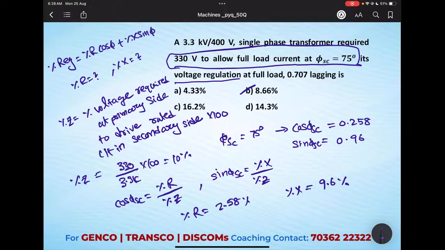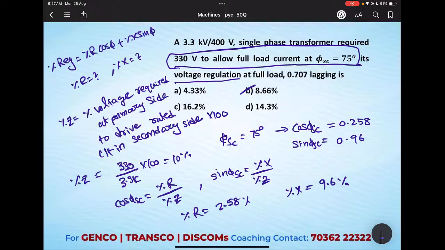Actually, this type of question will come a little rare, but if you have strong basics of your subject, you can solve it very easily. So how we solve this question is, we break down the question into two parts. It is a combination of short circuit test plus voltage regulation calculation. The common relation between these two concepts is percentage impedance.